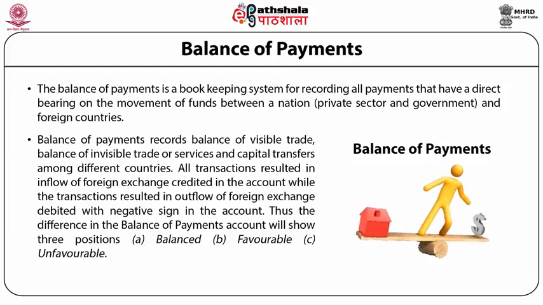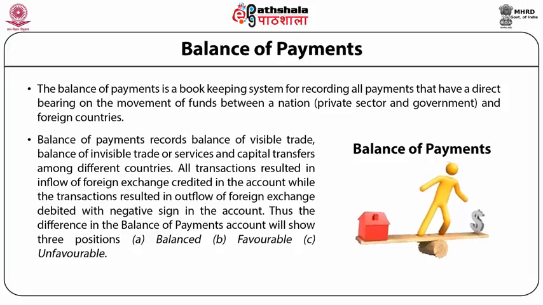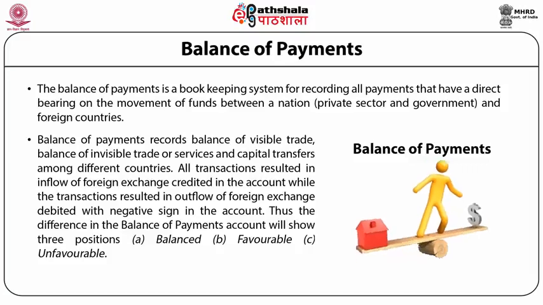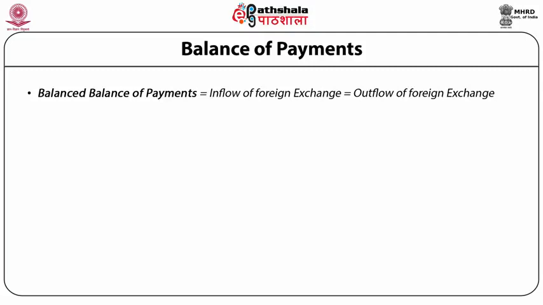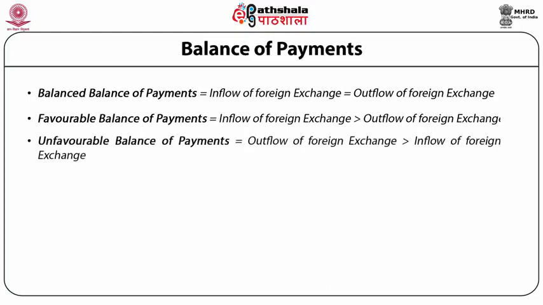Thus, the difference in the balance of payment account will show three kinds of positions. One is balanced, another is favorable, and another one is unfavorable. Balanced balance of payment means when inflow of foreign exchange is equal to outflow of foreign exchange. Favorable balance of payment is when inflow of foreign exchange is greater than the outflow of foreign exchange. Unfavorable balance of payment occurs when the outflow of foreign exchange is more than inflow of foreign exchange.